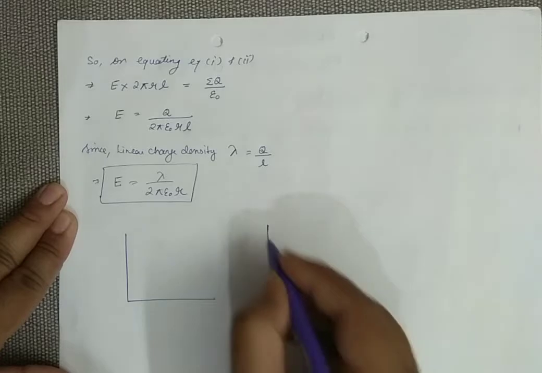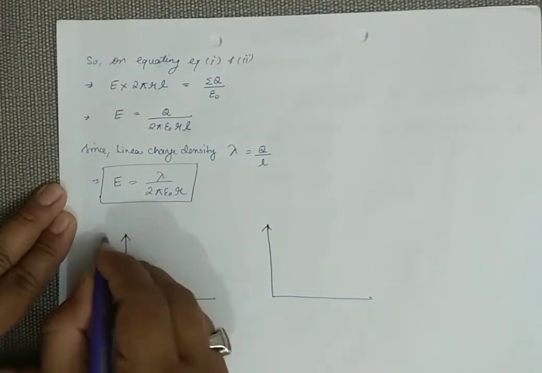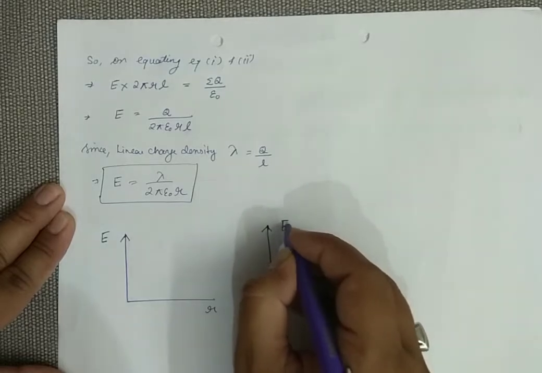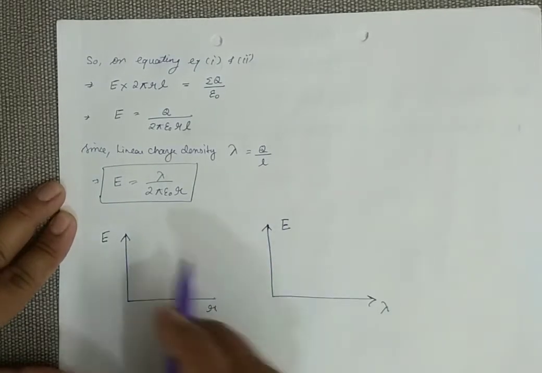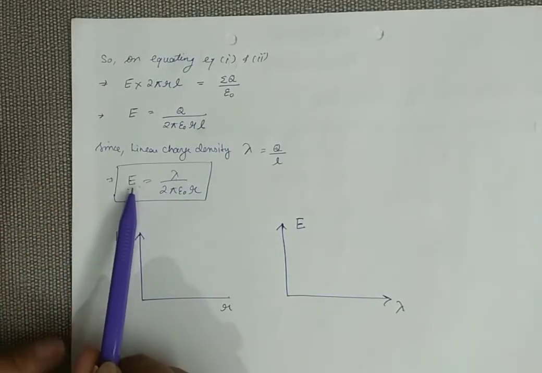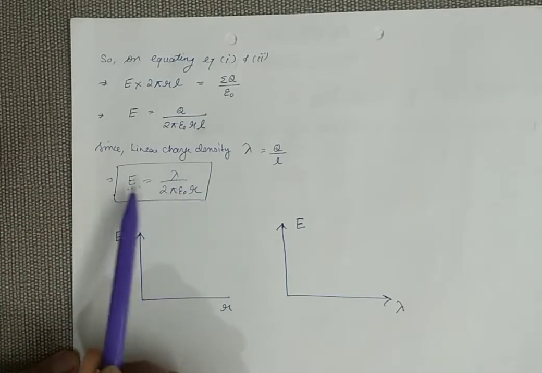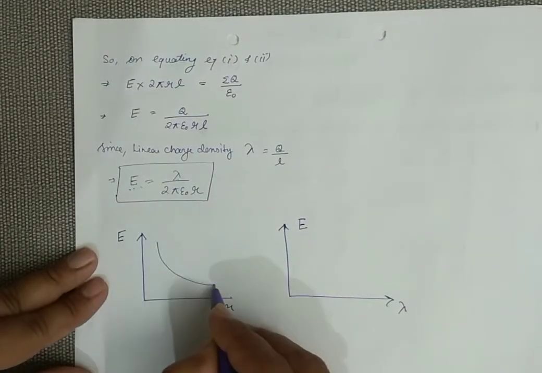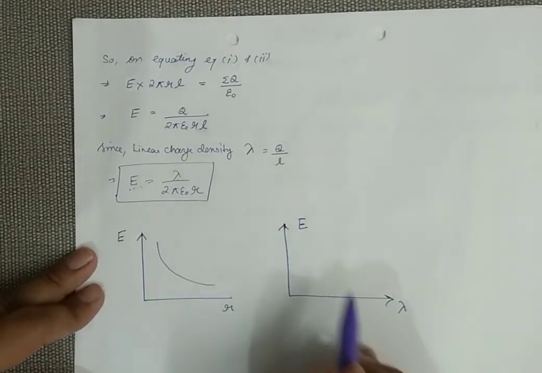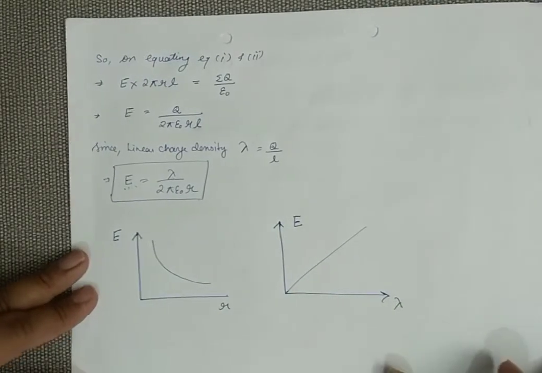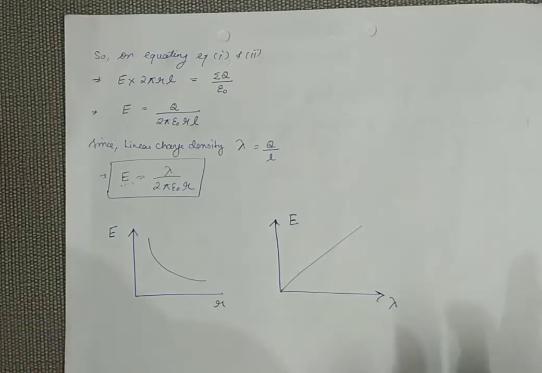Let us draw two graphs: electric field versus R and electric field versus lambda. Just look at this formula. Electric field and lambda have a direct relation, and electric field with R is an inverse relation. So this will be the graph of electric field with R, and electric field and lambda, direct relation, so this will be the relation of E and lambda. So just remember these two graphs also.